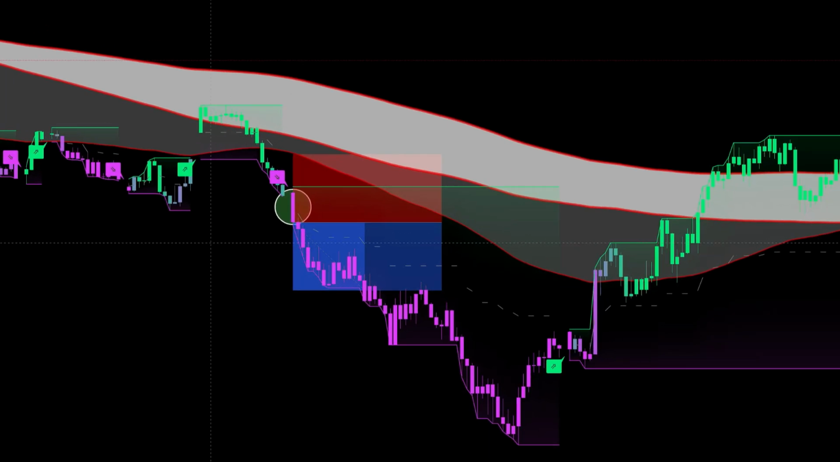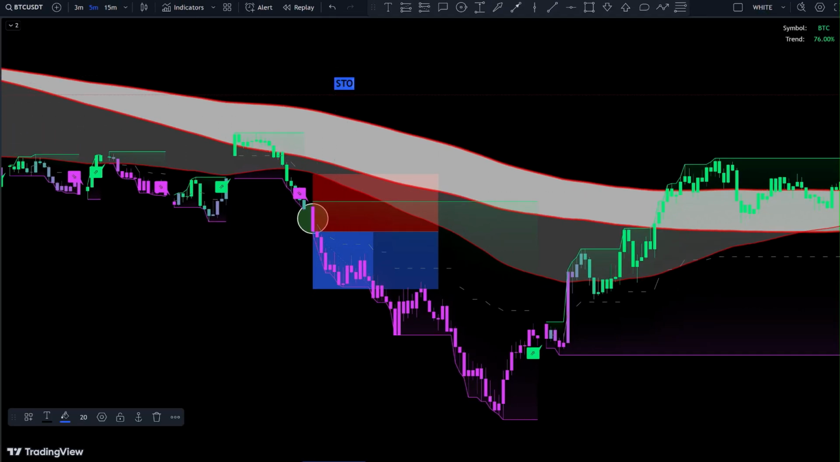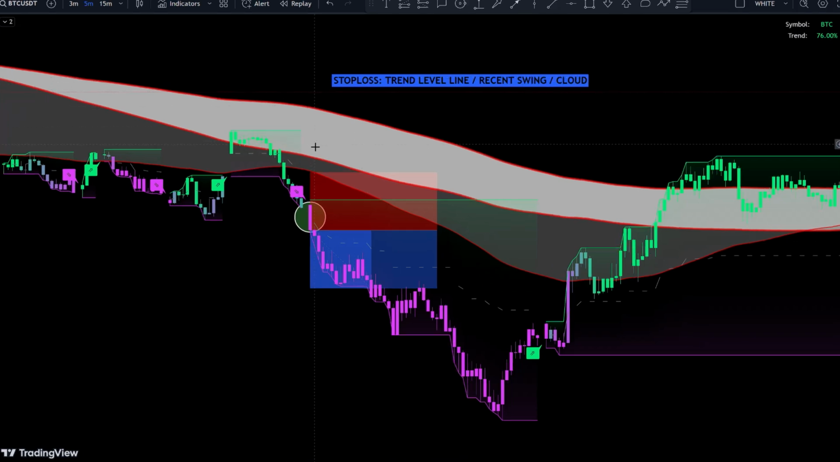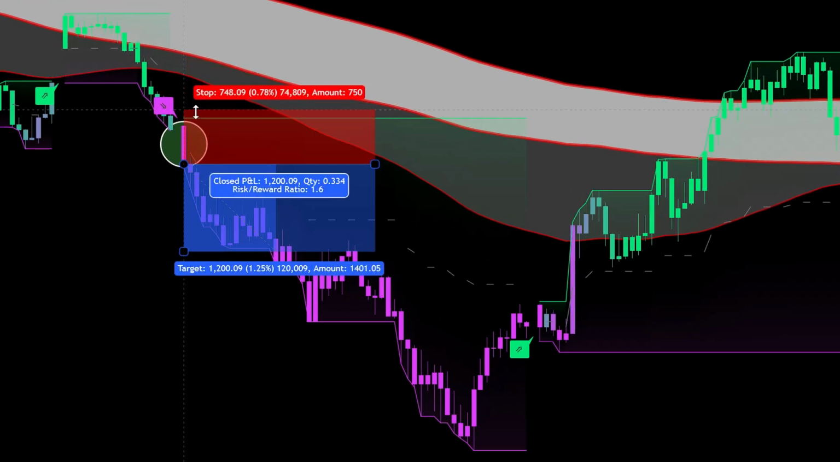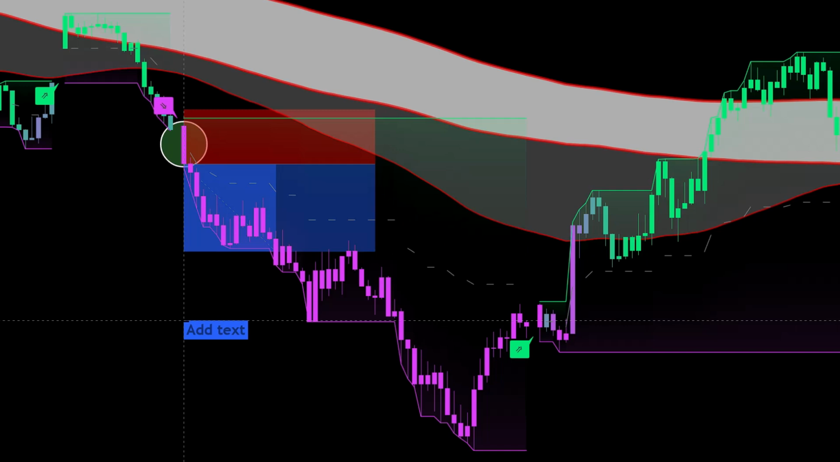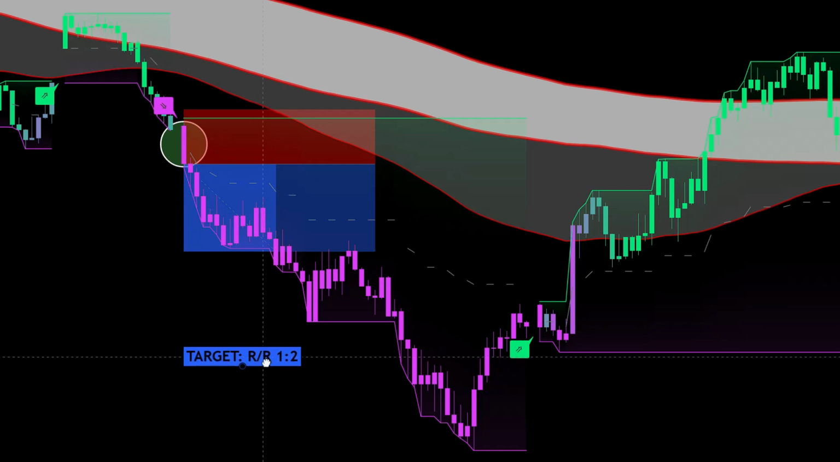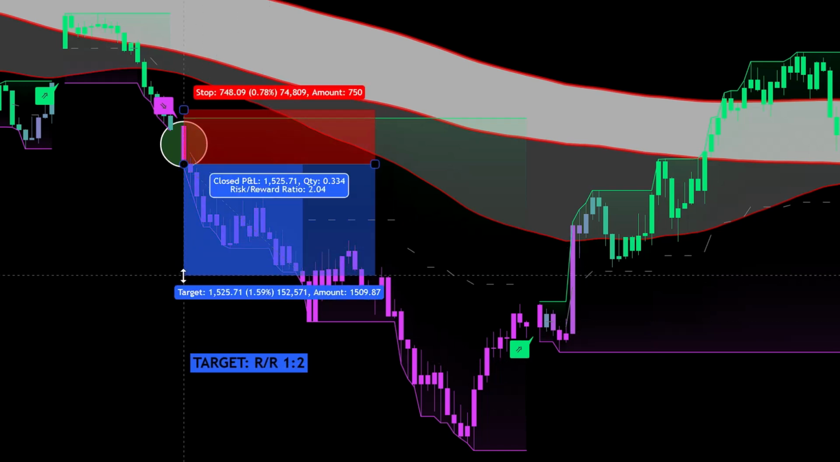Now, risk management is always key. A good place to set your stop loss to limit potential losses would be just above the trend level line, the recent swing high, or even above the cloud itself. As for taking profit, a target that works well with this strategy is 2 times the risk you're taking on the trade. This gives us a nice risk to reward ratio.